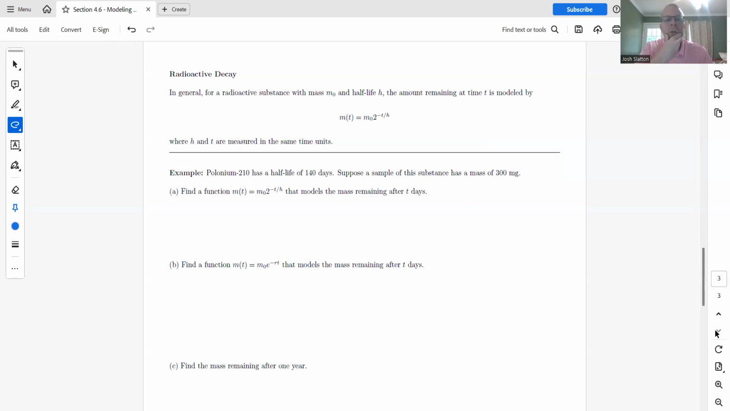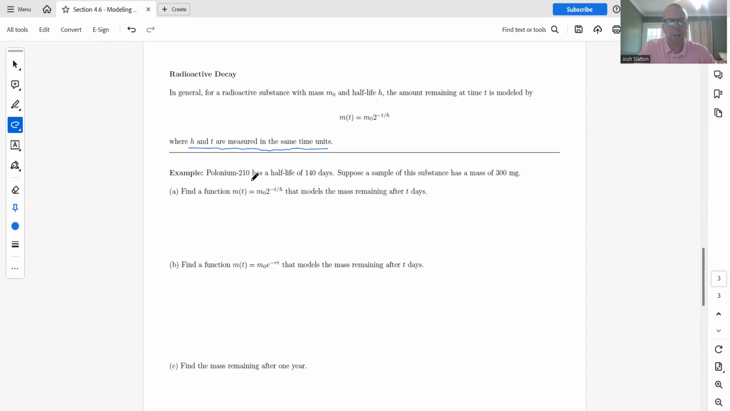All right, for a radioactive substance with a mass m naught and half-life h, the amount remaining at time t is modeled by this function. It's important that h and t are measured in the same time units, so you always want to make sure you do that. Now notice they use the 2, but they have the negative exponent. So you could write this as m naught times 1/2 to the t over h, making the exponent positive, but this is the same thing, and it's easier to remember. The negative indicates decay. We'll see that in part B as well.